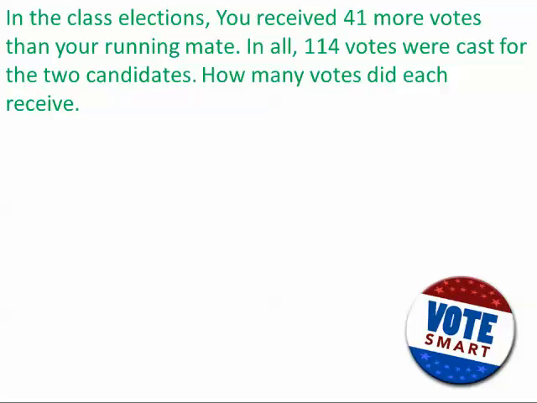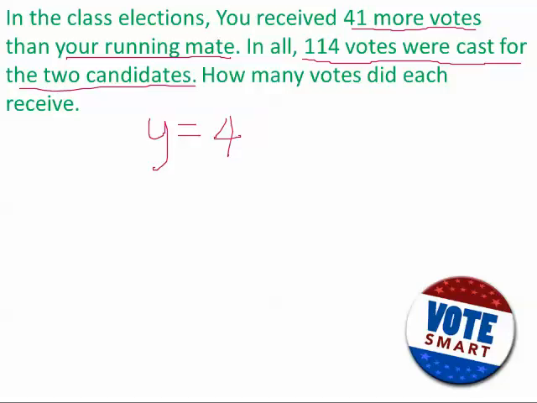How about one more little wordy one? In the class election, you received 41 more votes than your running mate. In all, 114 votes were cast for the two candidates. How many votes did each receive? Interesting. So you received 41 votes plus the number of votes that your running mate received. So I'll call your running mate R.